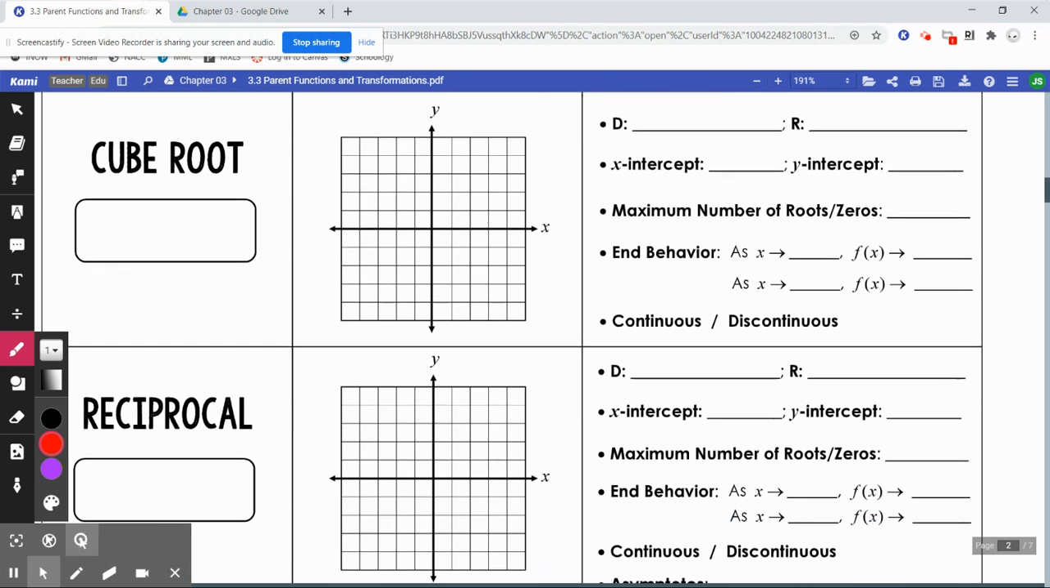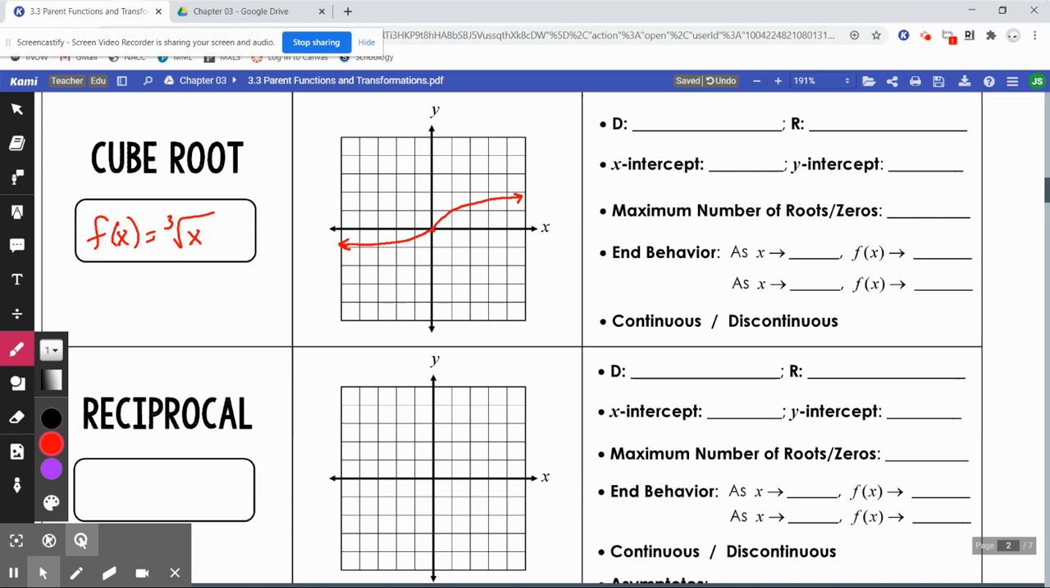Okay, next up we have our cube root function, and here's the basic parent function of a cube root function. We're going to notice the same way that x squared and x to the third are somewhat similar, well, so are the square root of x and the cube root of x as we look at the graph here. The same way that a square root function was like an x squared function sideways, a cube root function is the same thing as an x to the third function kind of sideways.